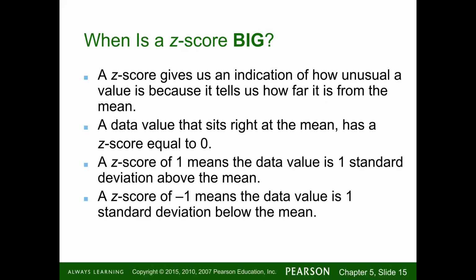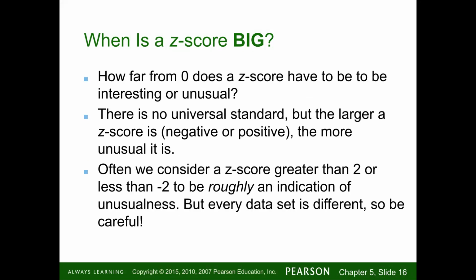A Z-score gives us an indication of how unusual a value is because it tells us how far away it is from the mean. A value right at the mean has a Z-score of 0, and I'm going to show you a graph of that in a second. A Z-score of 1 means the data value is 1 standard deviation above the mean, and a Z-score of -1 means it's 1 standard deviation below the mean.